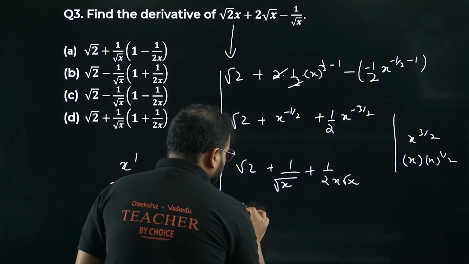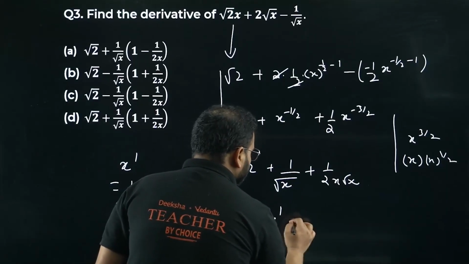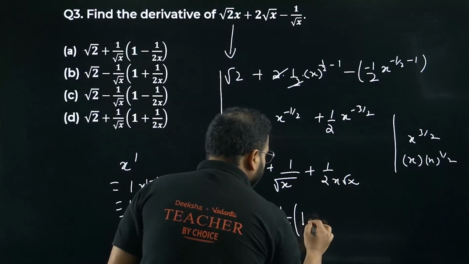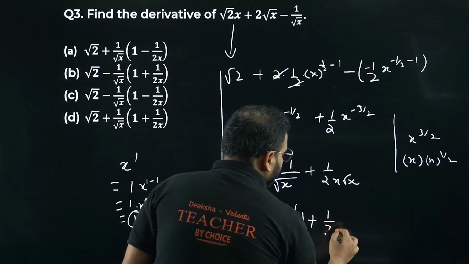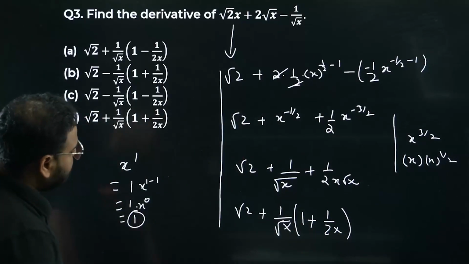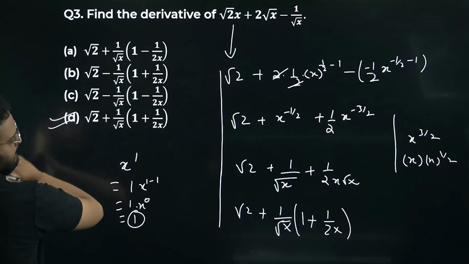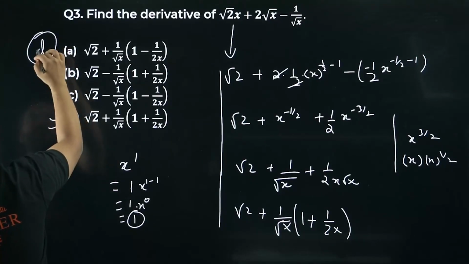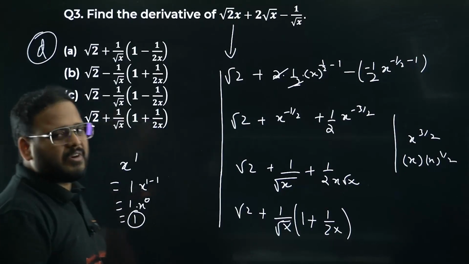I can take now 1 by root x common in the last two terms. So 1 by root x is common. I get here 1 plus 1 by 2x. Option will be D. Please check. Good question. Not difficult, but good question.